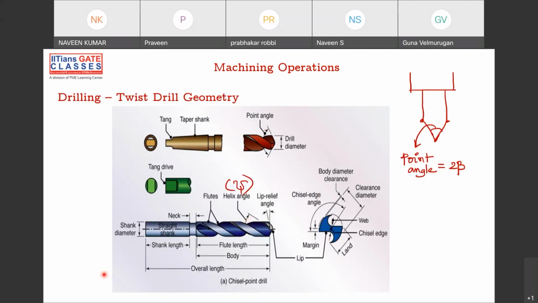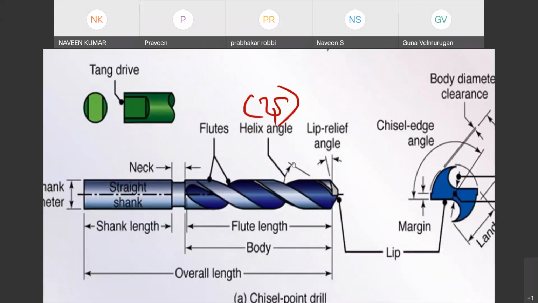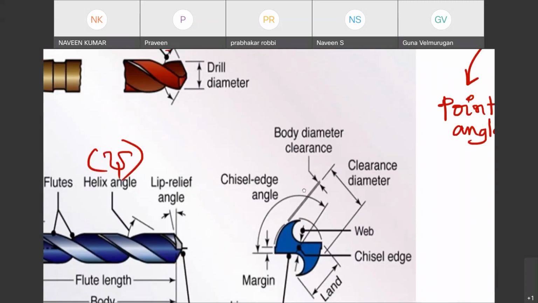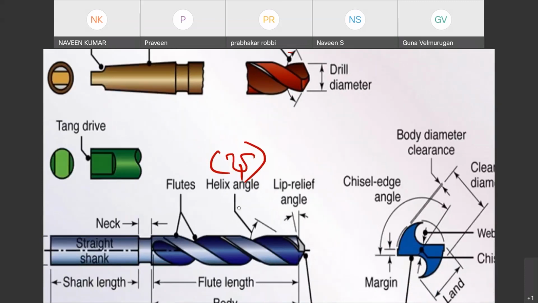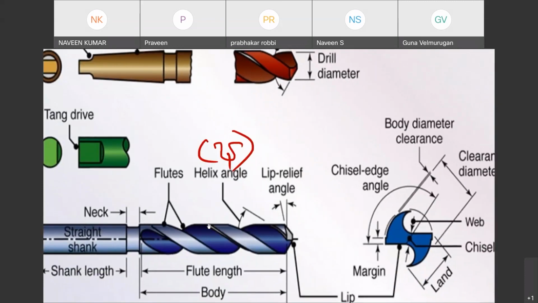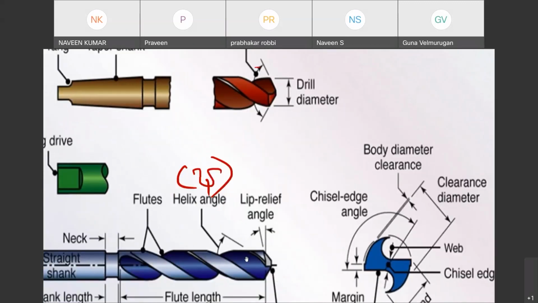And if you see here, let me zoom this. This is the tangent of the twist. There is some twist happening here, no? And if you take a tangent to this twist, draw a line, and this is your axis of rotation, then parallel to that axis you take an angle here. This angle is known as the helix angle, because it is the angle at which the helix is formed.